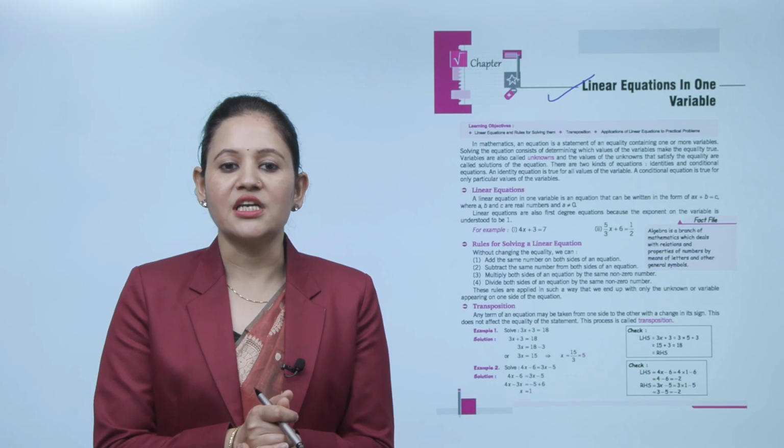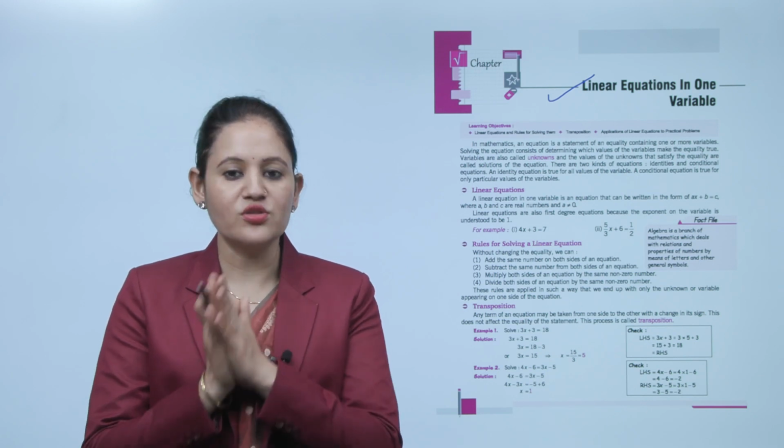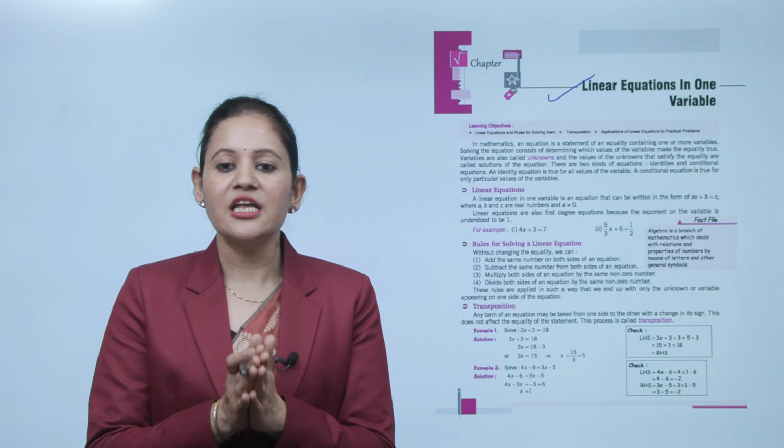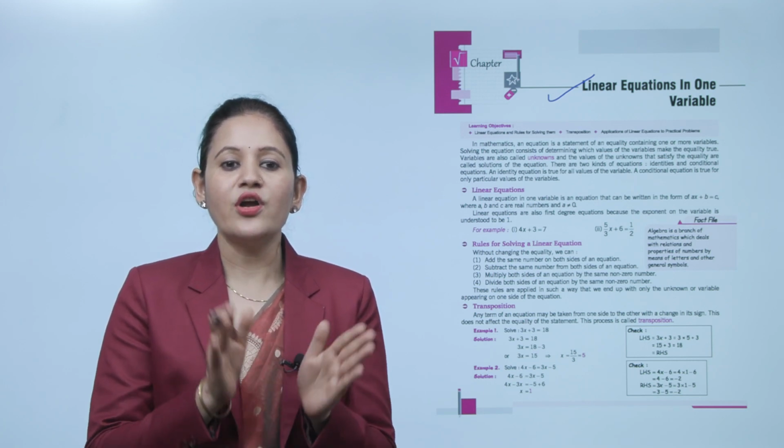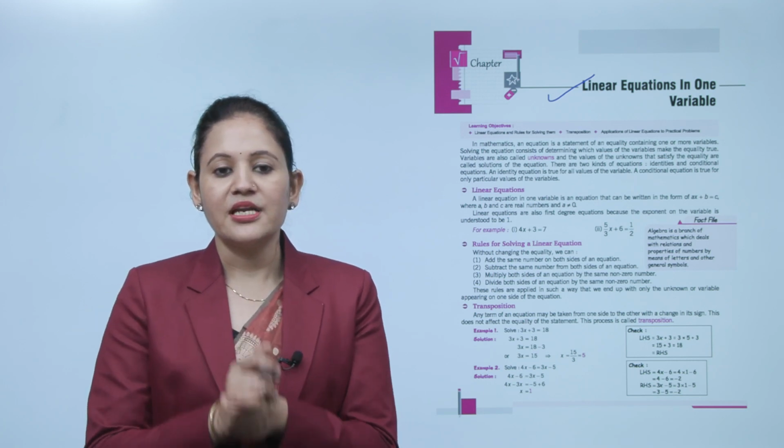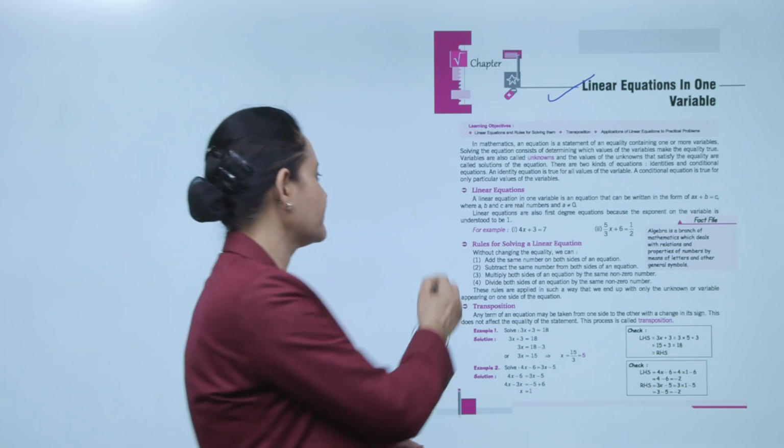The identity equation is true for all the values of the variable. The conditional equation is true for only particular values of the variable. Next is linear equation.